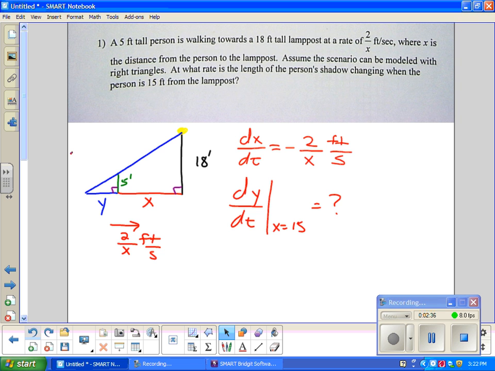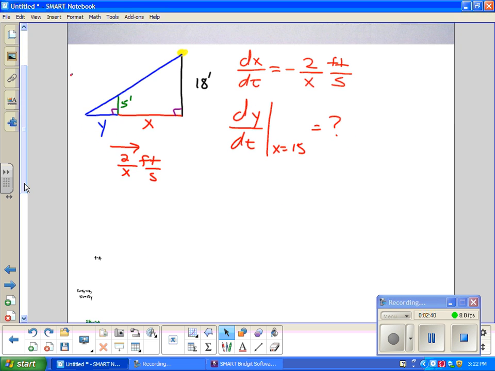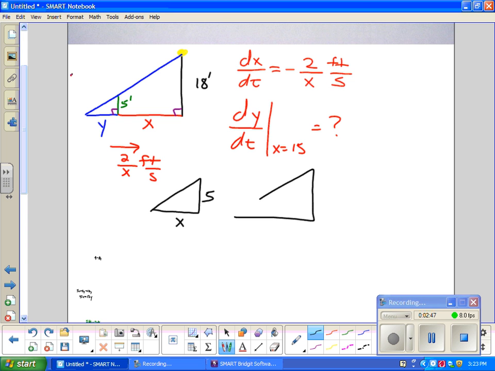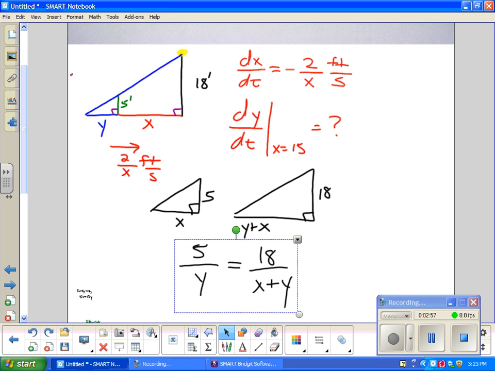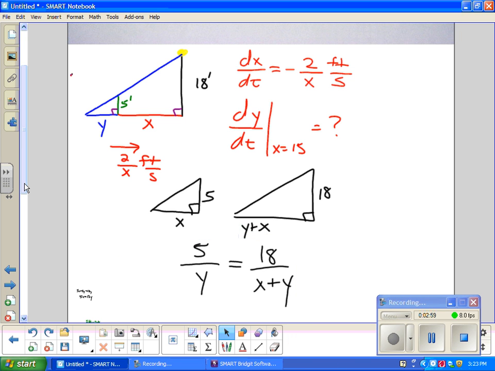So here we sit. We have to write a relationship here. And to do this, we have to see the right triangles. Now in black, I see the first triangle is 5 over x. Also y plus x over 18. Those are your two right triangles. And I know the ratios, since they're similar right triangles, are equal. So I would write that as 5 over y. And this is y, not x. Sorry, length of the shadow y, is equal to 18 over x plus y.